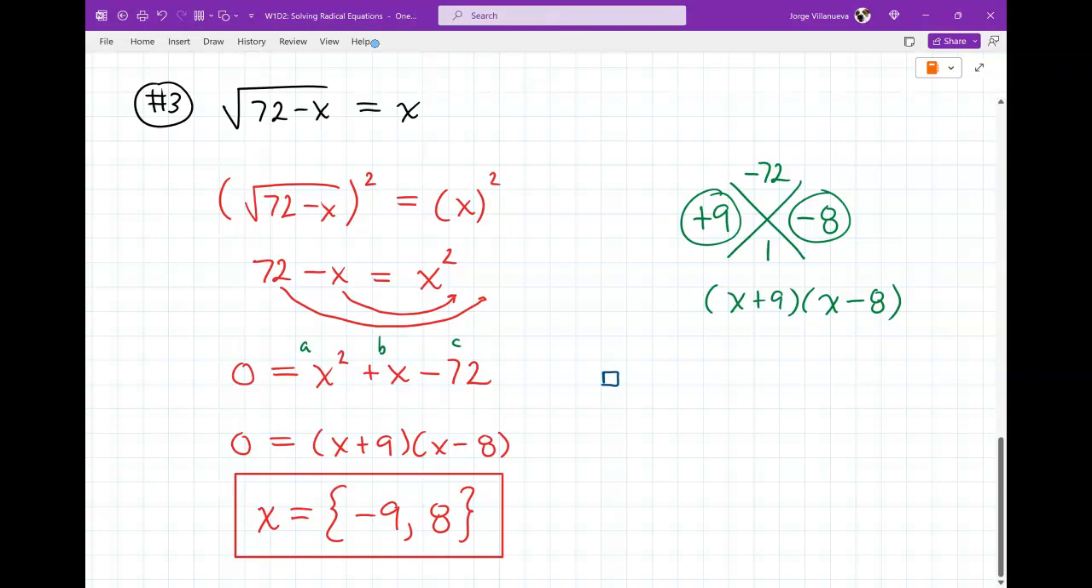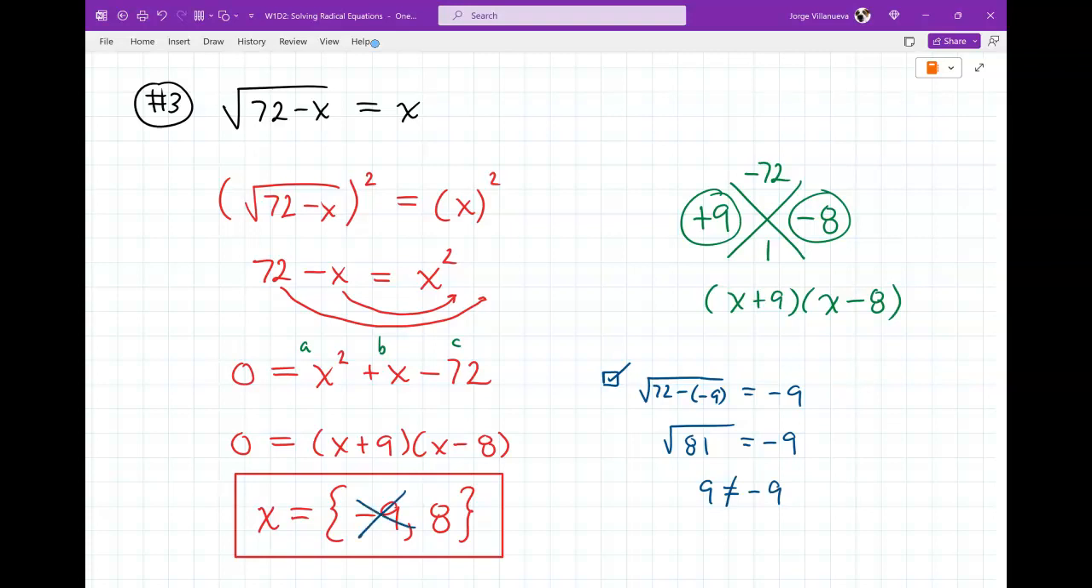So let's just do a real quick check step. You said negative 9 doesn't work. So let's see what happens. The square root of 72 minus negative 9 is equal to negative 9. So this will be the square root of 81. So 9 equals negative 9. That's not true. So this can't be an answer.